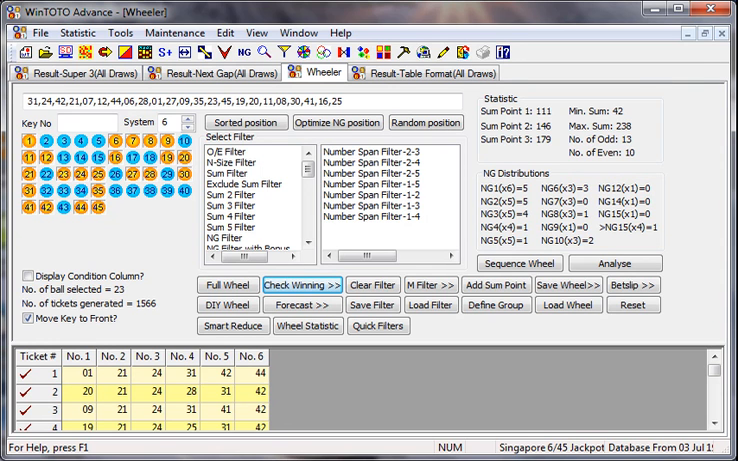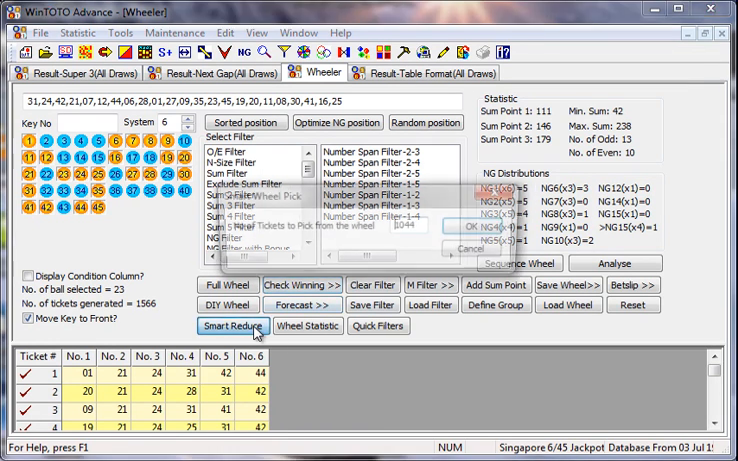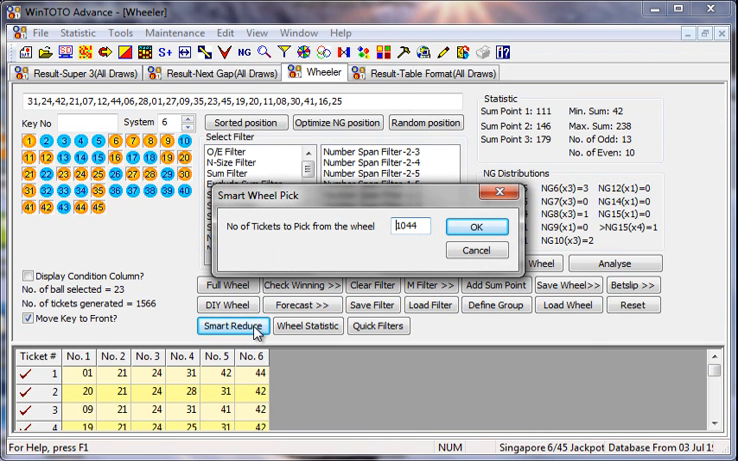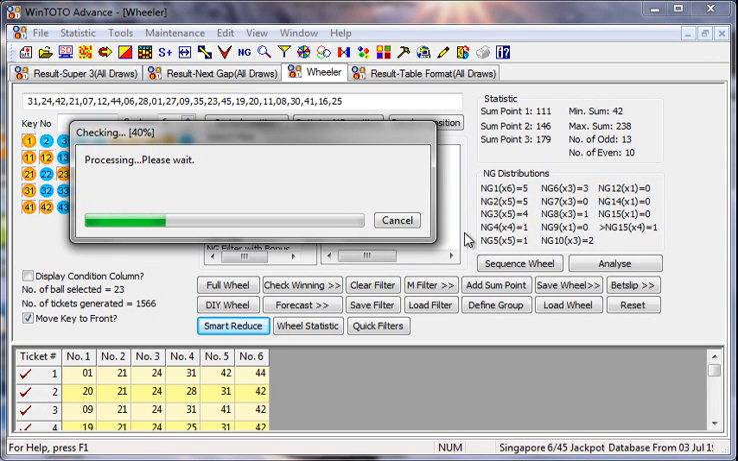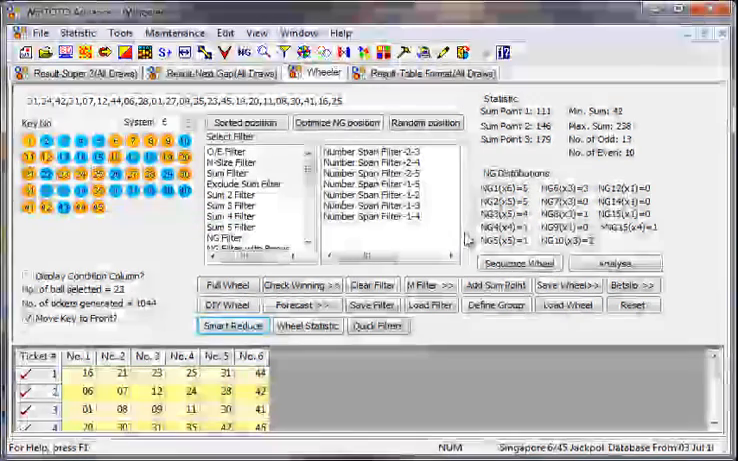Now, I'll show you one more thing that you can further reduce. Click on the smart reduce. If you think 1,566 tickets is too many, you can reduce it further down to 1,044 tickets. Just click on smart reduce, then click OK, and it reduces for you.